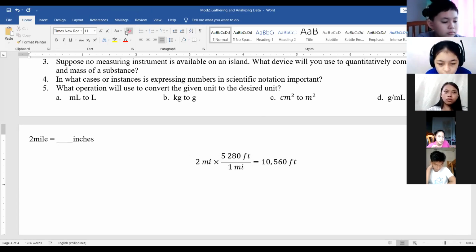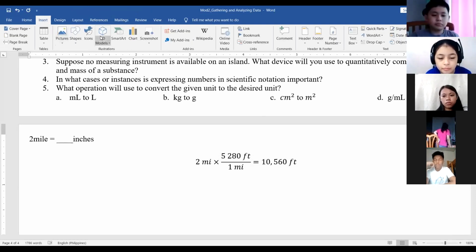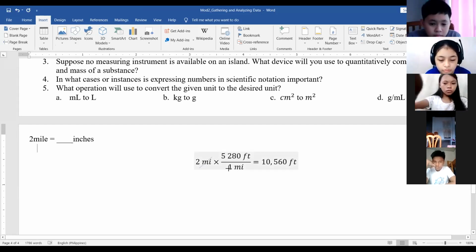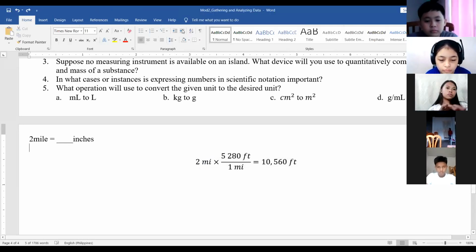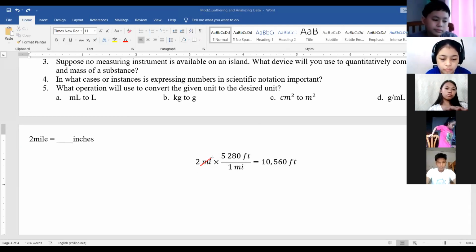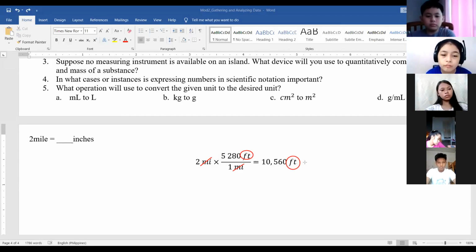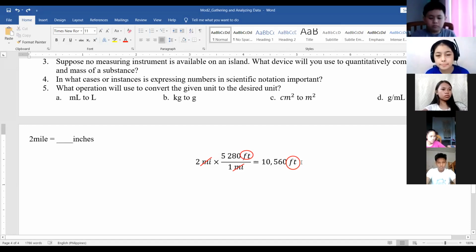So you notice that the unit we have in our answer of 10,560 is feet. Why? Because from this solution, class, we ended with eliminating the unit mile. This unit will be cancelled. Cancel the unit mile, leaving the unit feet as your answer upon multiplying the values 2 and 5,280. Get it? So after that, we have the answer already, 10,560.